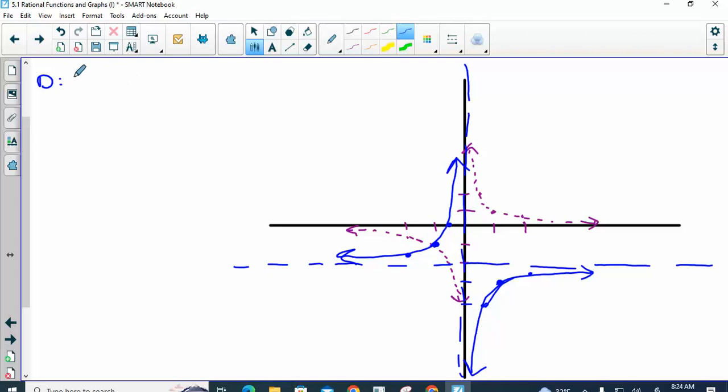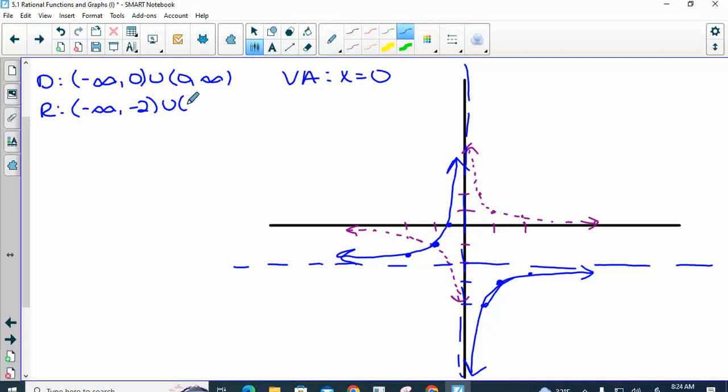What's my domain? Negative infinity to... oh, sorry, 0. 0 to infinity. So what's my vertical asymptote? How do I write it? What's the range? Negative infinity, -2, union -2 to infinity. So the horizontal asymptote is negative 2.